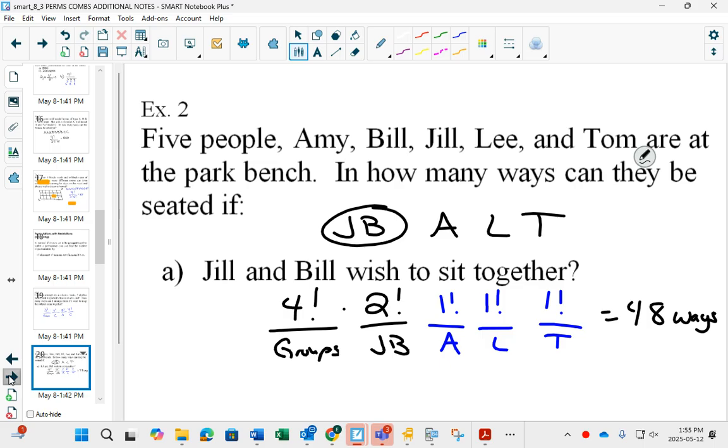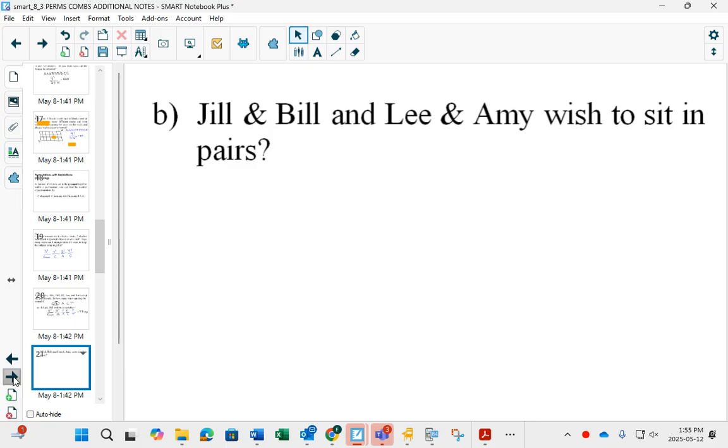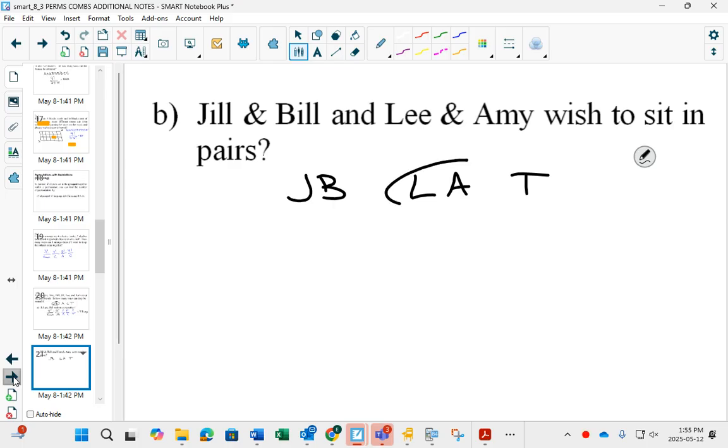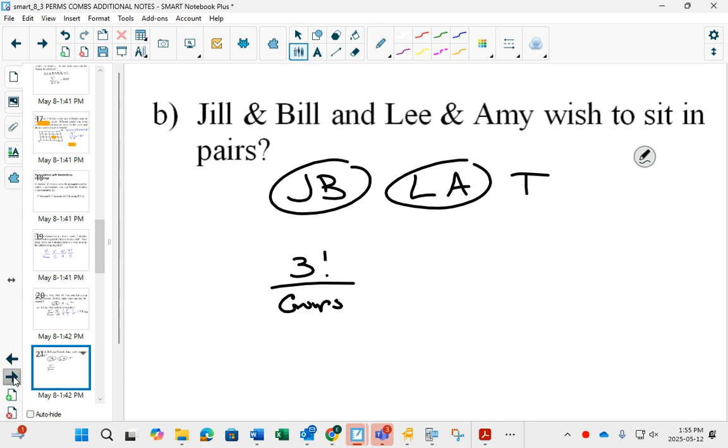Okay. Part B. Uh-oh. Things are spreading. Now, Jill and Bill and Lee and Amy have to sit together. Poor Tom. Don't worry. Tom gets his revenge in part 3. Okay. So now, how many groups do we have now? Well, there's the Jill Bill and the Amy Lee. This is a group. This is a group. We would have number of groups or number of people, 3 people or 3 groups now.